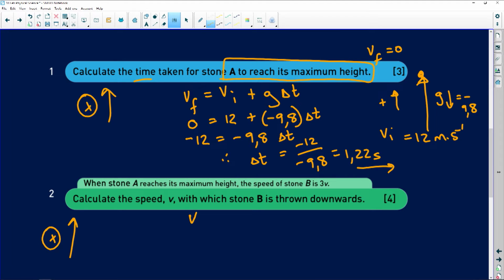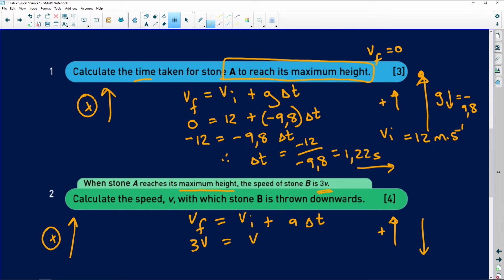So let us have a look at what information we have for stone B. So v final equals v initial plus a delta t. It says when stone A reaches its maximum height, stone B's final velocity is 3v. So it's 3v. What was stone B's initial velocity? It was v.